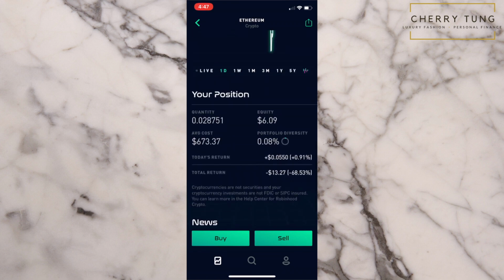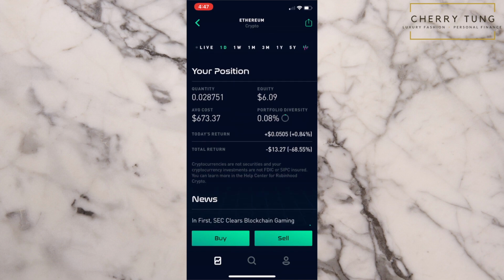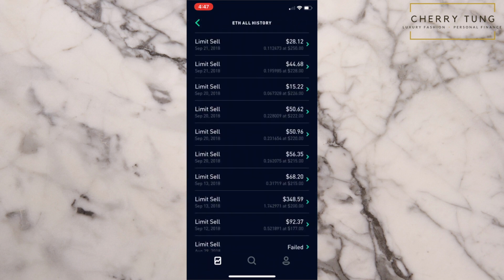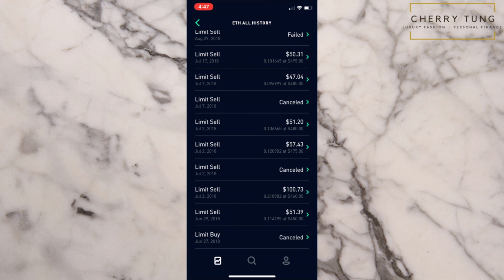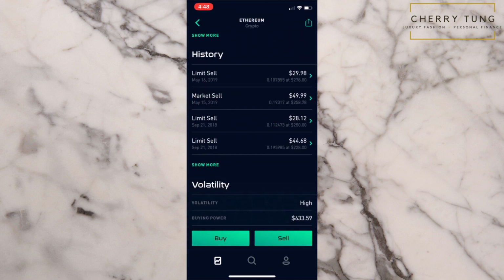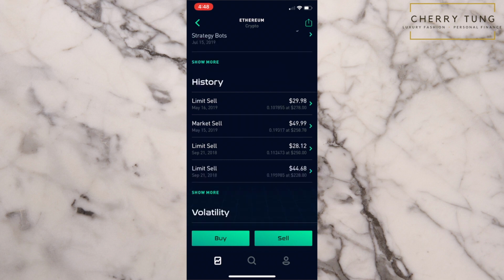My average cost for Ethereum is almost $700, but as you guys can see, in these limit sells, I've been losing money on all these sales. So this is a lesson learned. I probably invested way too much play money into something that I did not fully understand. At one point of my portfolio, my investment in cryptocurrency probably consisted of more than 10% of my overall portfolio. So that is not a good thing.